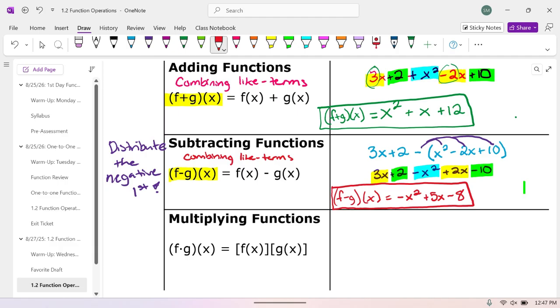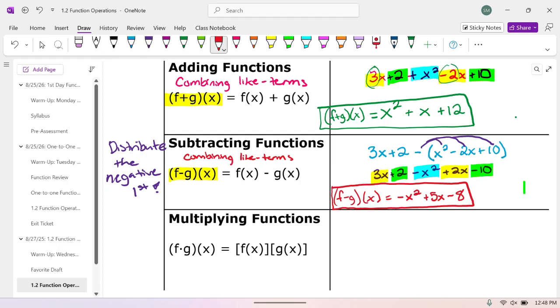Any questions on adding and subtracting functions? So again, it's fairly straightforward. All right. The only difference between the two is subtracting, you just got to distribute that negative first. So my suggestion to you, get in the habit of putting parentheses around your second function. Even if you're just adding, it may still be a good idea to put parentheses around, just so you know that they're two separate entities.